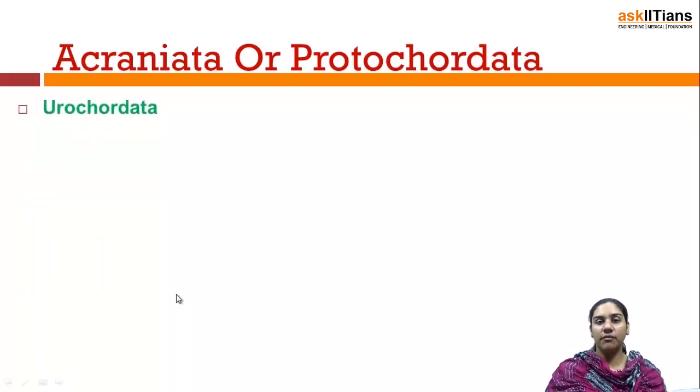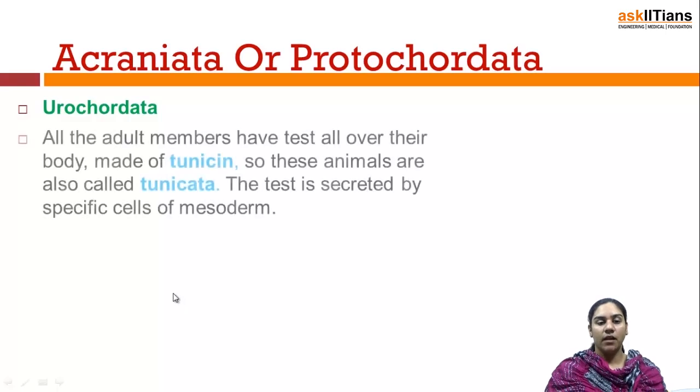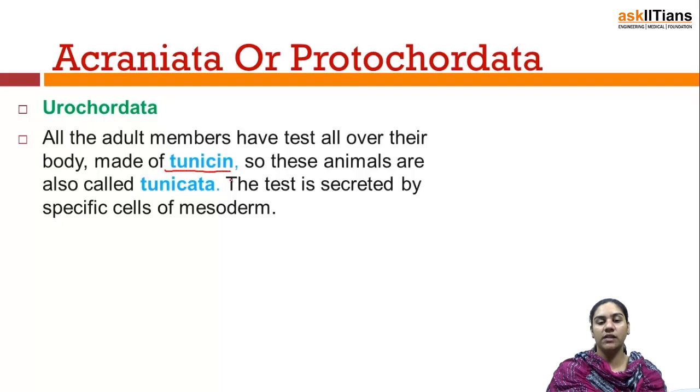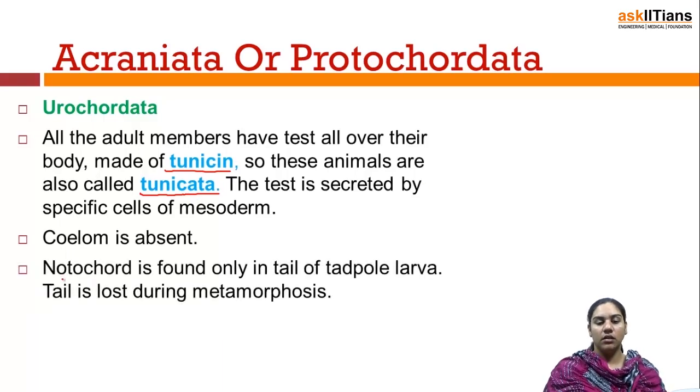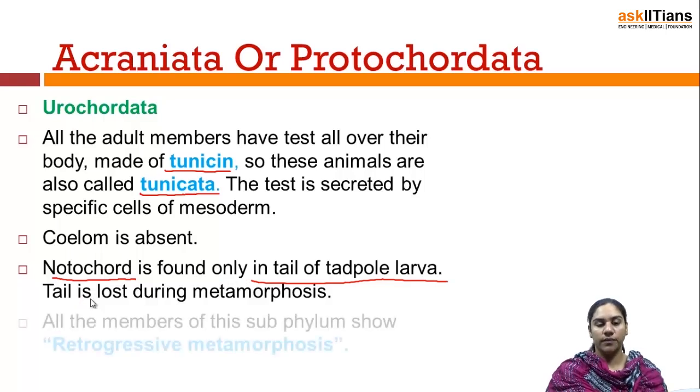Now about the second subphylum known as the Urochordata. All the adult members of this subphylum have test all over their body, and that test or the covering is made up of tunicin. So these animals are also known as tunicata. The test is secreted by some specific cells present in the mesoderm of these animals. The coelom is absent, and notochord, the important feature, is only present in the tail of the tadpole larva, and the tail is lost during the metamorphosis from the juvenile stage to the adult stage.